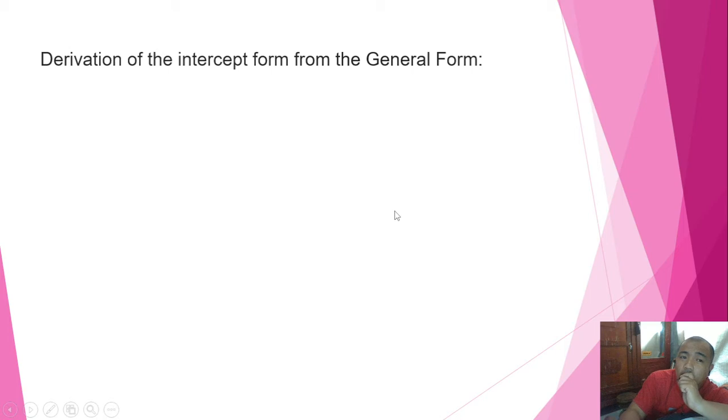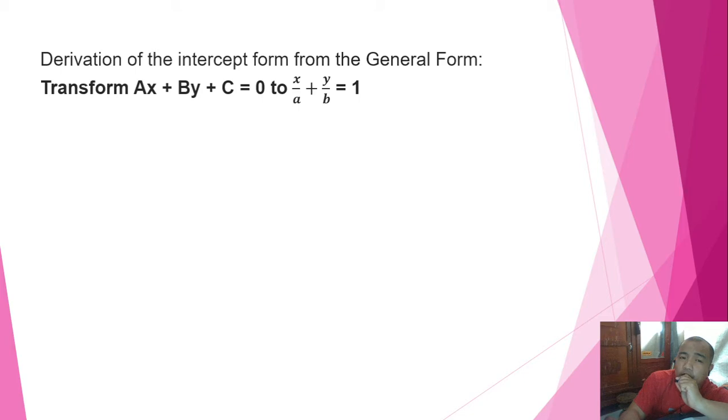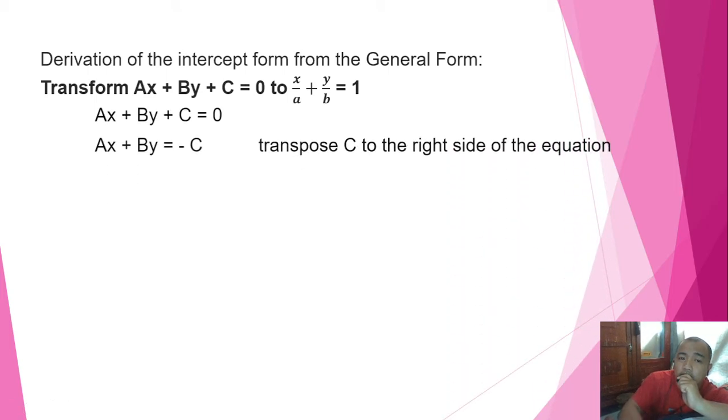Now, let us derive the intercept form from the general form. So transform ax plus by plus c equals 0 to x over a plus y over b equals 1. If we transform this to its intercept form, we can determine the formula for its x-intercept. So we have here the general form, ax plus by plus c equals 0. Transpose c, so we have ax plus by equals negative c. Then divide all terms by negative c.